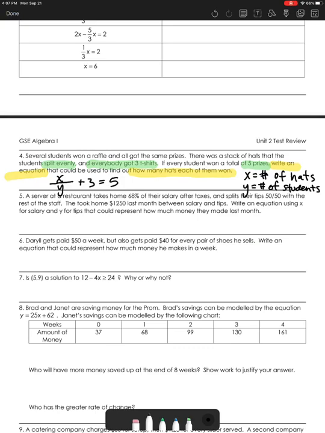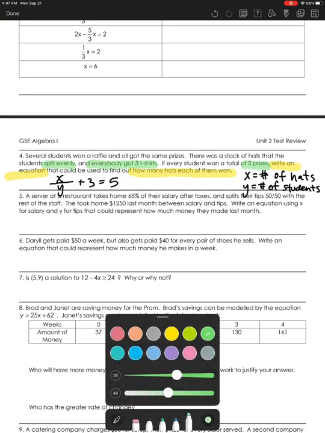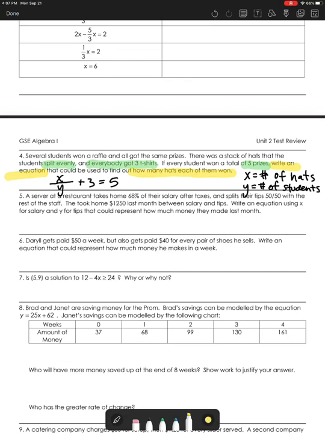Okay, so number 5. Looking at it at first glance, I see percents, I see money. So, okay, let's see. I'm going to read it once and then go back and highlight. So, a server at a restaurant takes home 68% of their salary after taxes and splits their tips 50-50 with the rest of the staff. They took home $1,250 last month between salary and tips.